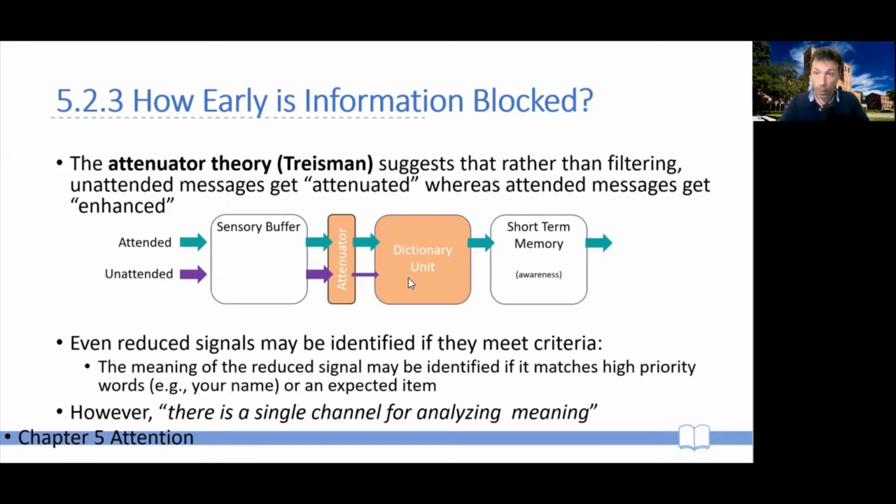So according to the Treisman model, there's only one channel for analyzing meaning. You can't analyze at the same time the attended and the unattended information. You analyze the attended, then something important comes in the other side, you switch. And then unless you switch back, you're now ignoring what should have been the attended channel. And the reason I'm stressing this fact is because this specific prediction will be very important for evaluating this theory.